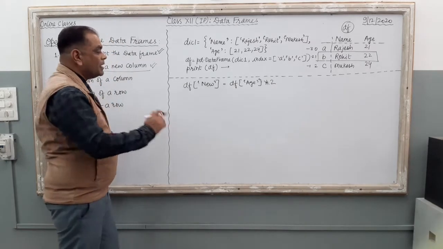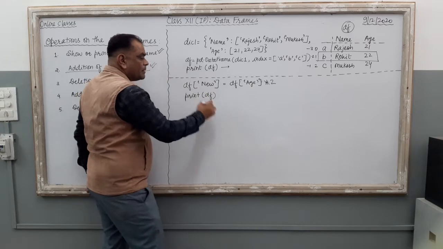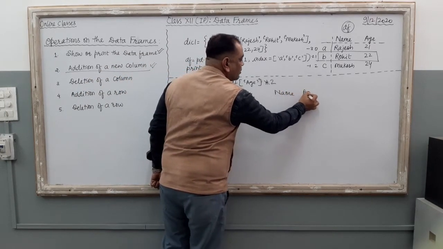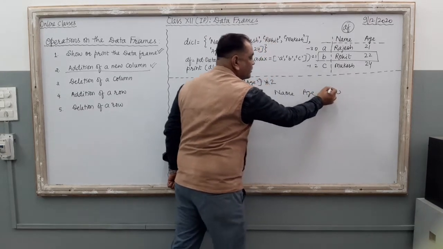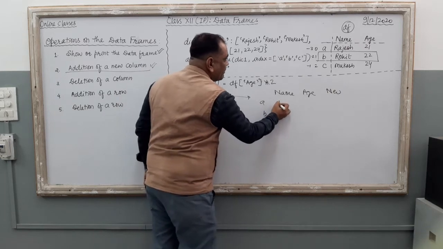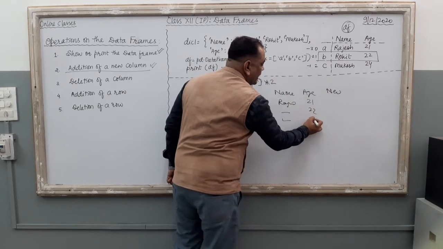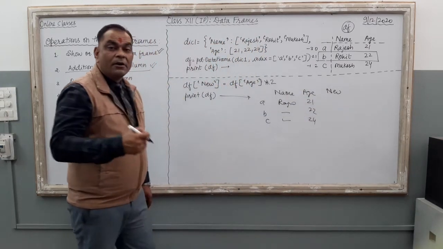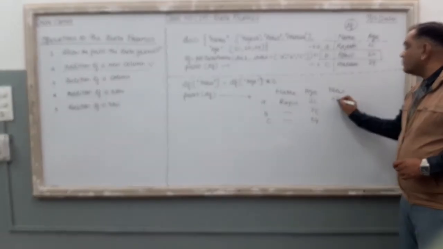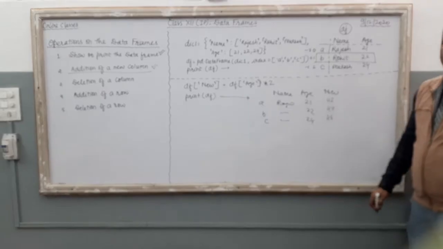If you now run this command and print df, what comes in front of you? The first name column, this one, the second age column, and one new column is also created with this data frame. Here ABC are equal, inside the name column the same values are there, age 21, 22, 24. Now with this new column, the computer is going to multiply the values that are there in the age column with 2. So 42 is here, 44 is here, and then 48 it is there with this new column.